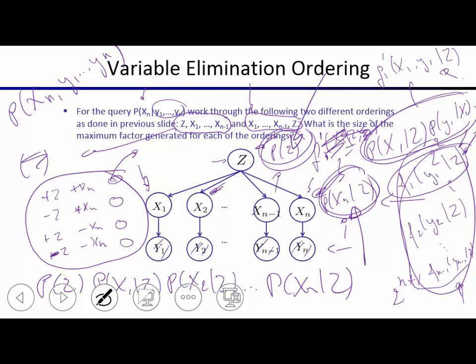Now, that is a joint between them. It's not a conditional. You will compute the sum of all entries in that table, then divide every row in the table by the sum that you just computed. That will make all entries sum to 1. That will now be your conditional of xn given y1 through yn.